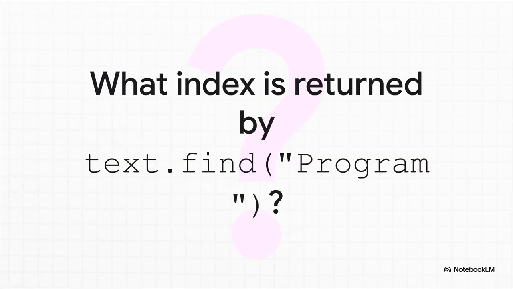All right, last quiz, I promise. In our string, where does the substring program begin? Take a second and remember to start counting from 0. Got it? The correct answer is 7. See, Python is indices 0 through 5. The space is index 6, so that means program has to start at index 7.